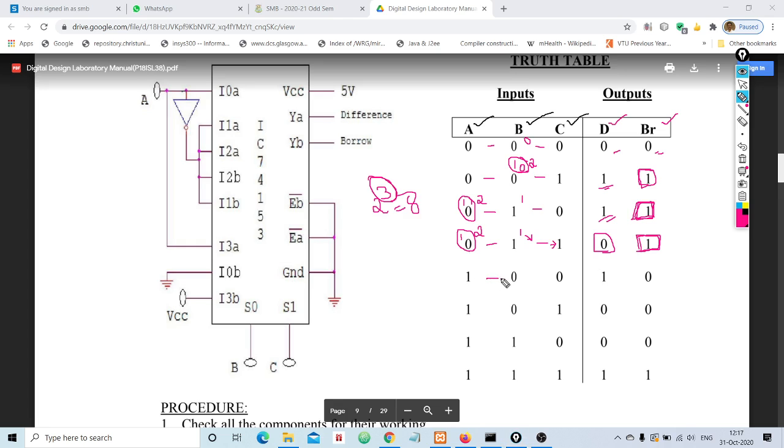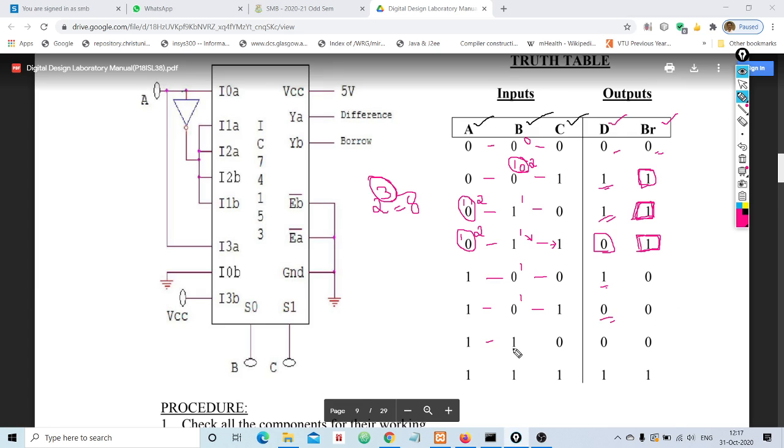Now 1 minus 0 is what? 1 minus 0 is 1. Did we take a borrow here? No. Hence it will be 0. 1 minus 0 is what? 1. 1 minus 1 is what? 0. We don't need a borrow in this case, so it will be 0.